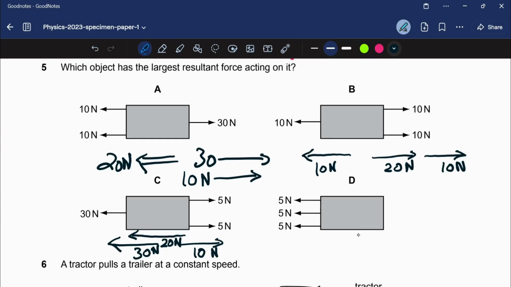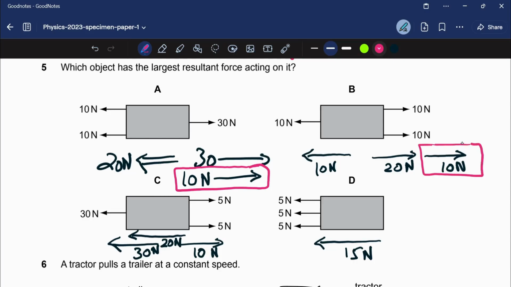And in part D, we have a total of just 15 Newton on the left side. So as we can see, for option A, we have 10 Newton towards right. For option B, we have 10 Newtons towards right again. For option C, we have 20 Newtons towards left. And for part D, we have 15 Newtons towards left.